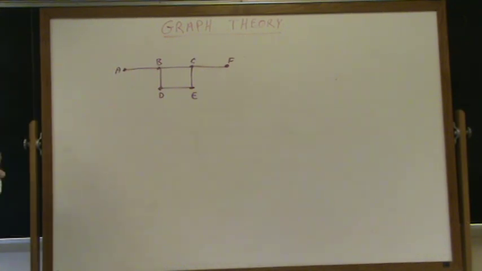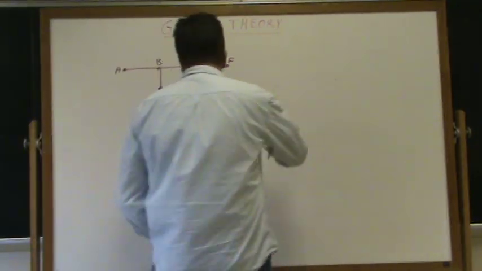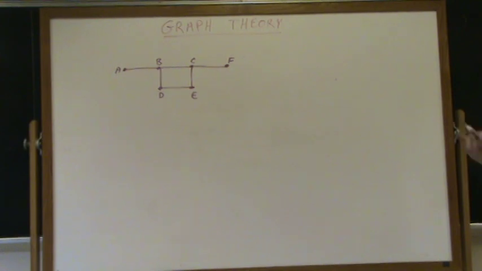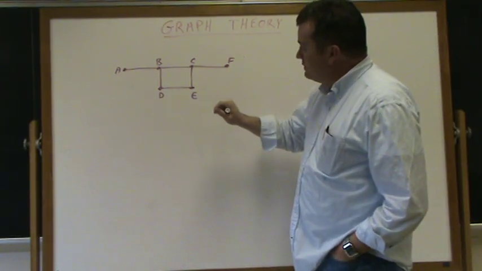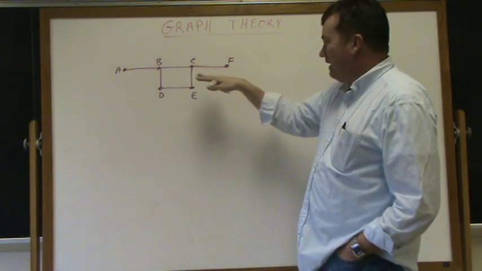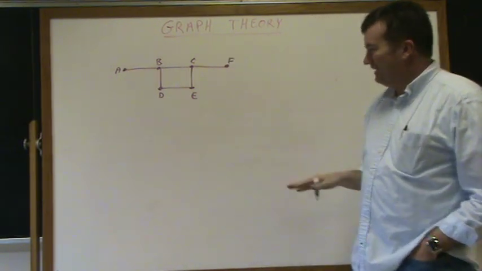GPS systems are basically a bunch of points and graphs and routes that connect them together, and you want to find the best one. So those are the types of questions we want to go with. This is just a high level look at the ideas of graph theory. So now the question is, is there a path from A to F? And actually, there's a path from every point to every point here.